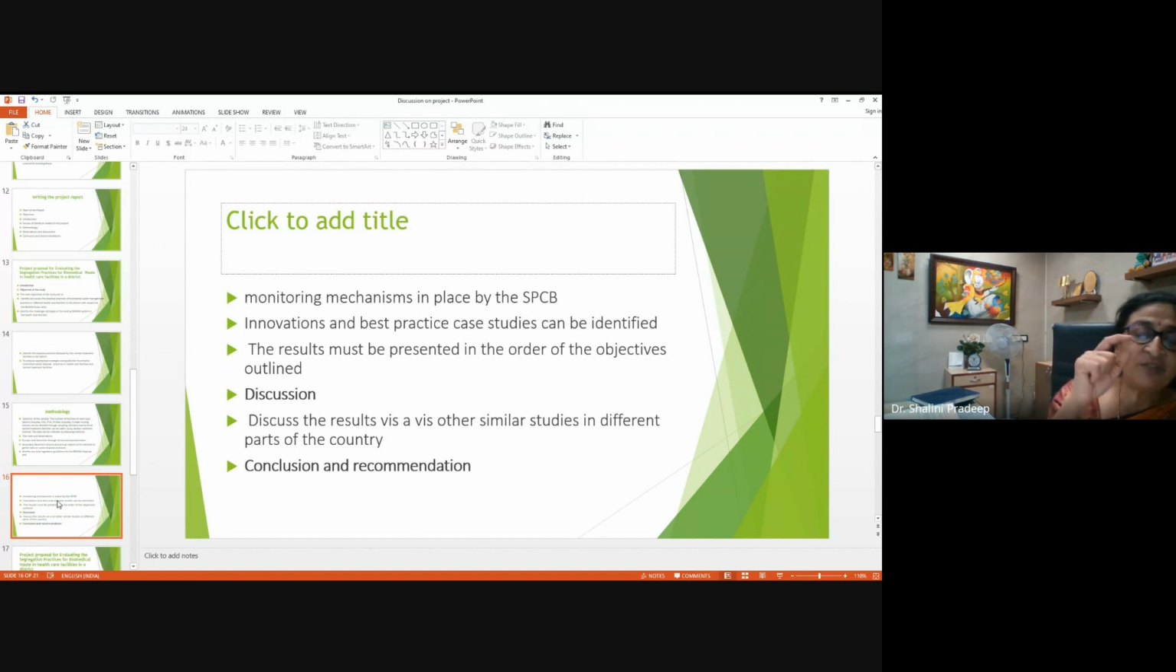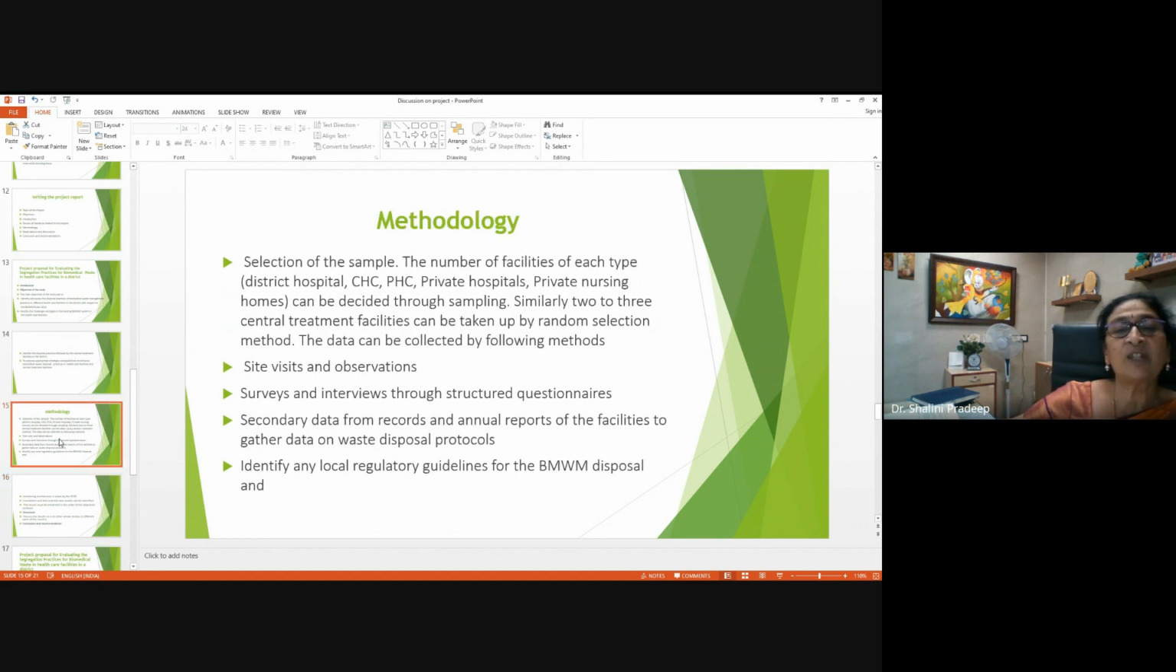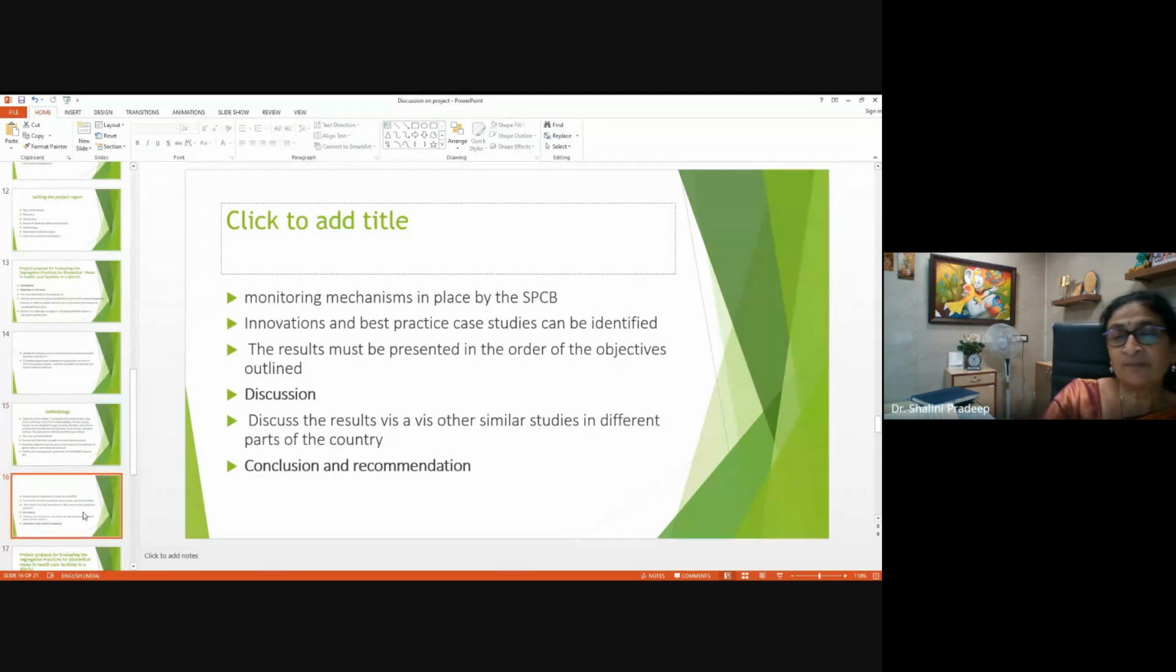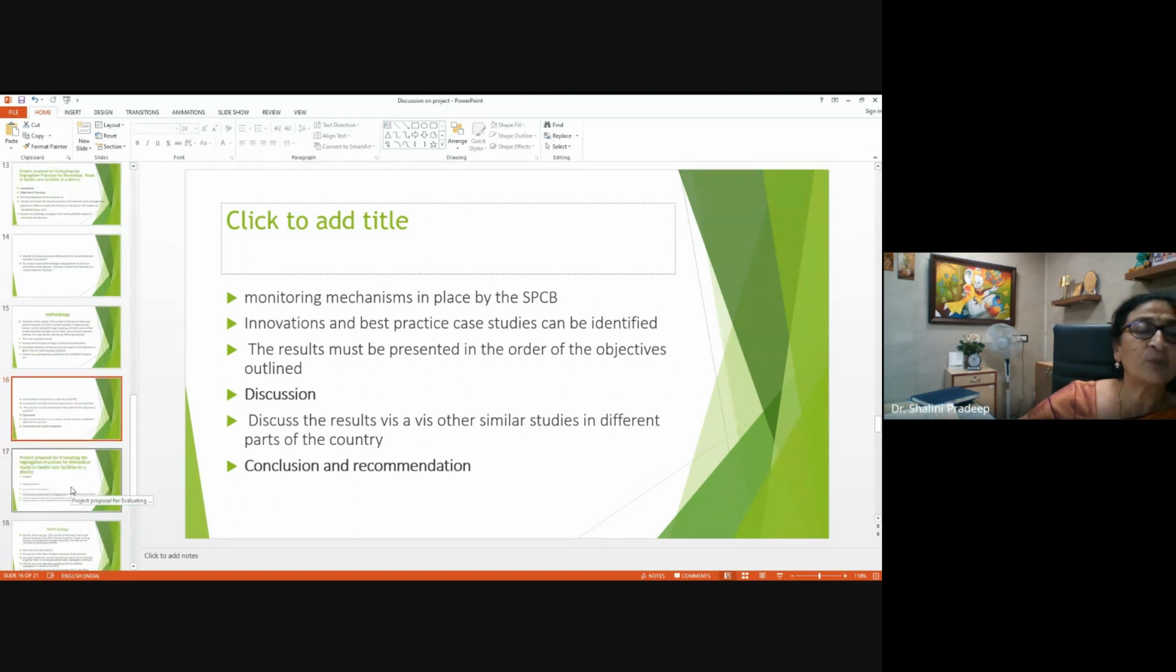So you start off with the introduction, the objectives, the methodology. In the methodology, you will write which area you are doing, how many people you are covering, and how you are doing it. You can use any of these. Then discussion: whether your study is similar to other studies or dissimilar. So your discussion will have all those. And then finally, the conclusion and recommendation. This is how your report will be presented and submitted.